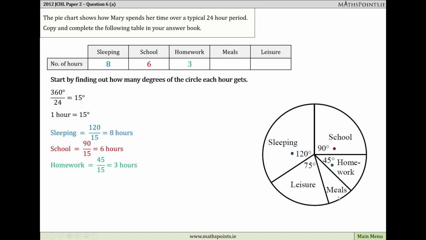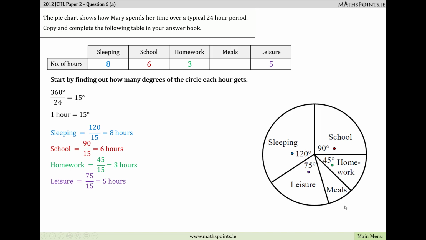We don't have any information on meals, and so we have to skip to the leisure sector, and that has 75 degrees. How many 15s are in 75? Well, 75 divided by 15 is 5. So 5 hours of the day Mary spends doing leisure activities.